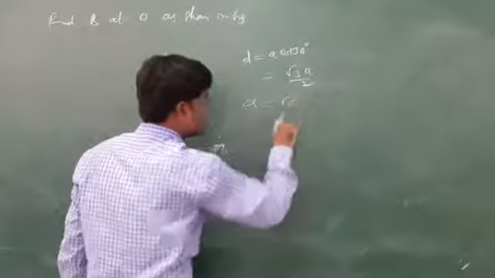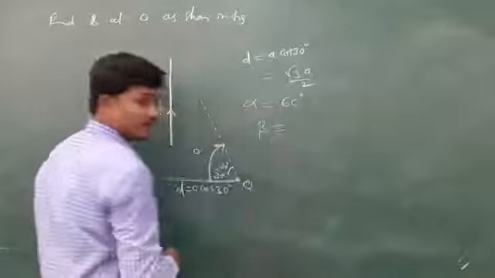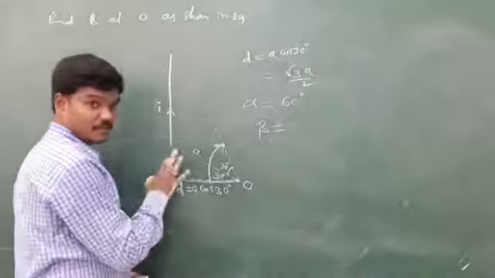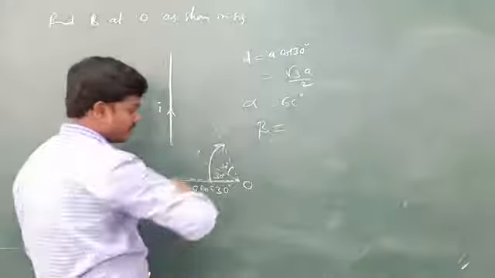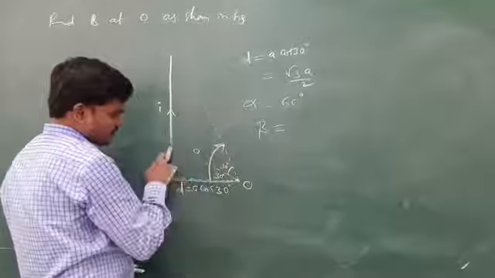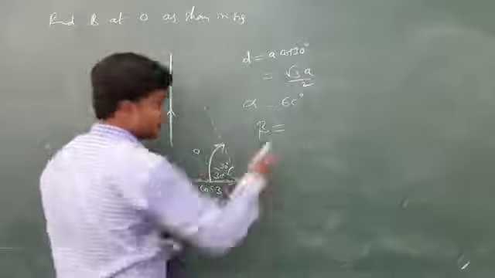So alpha is 60, and coming to beta, beta is the bottom end, alpha is the top end. So alpha is 60. Beta to the lower end is 30.